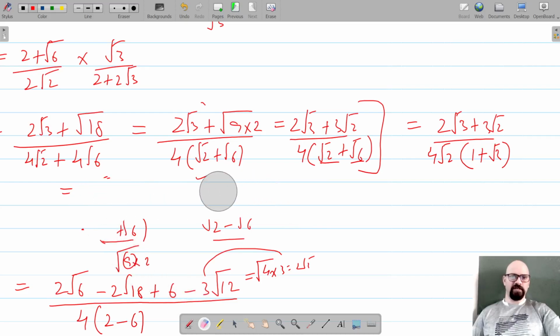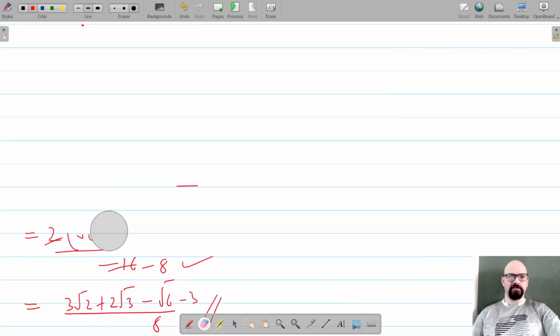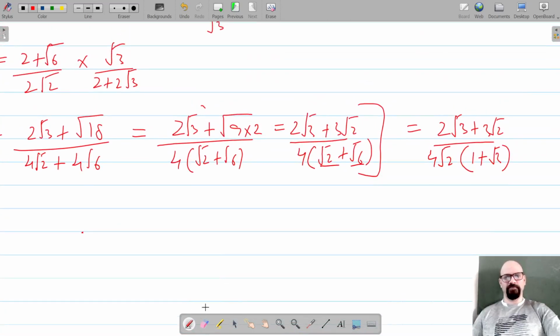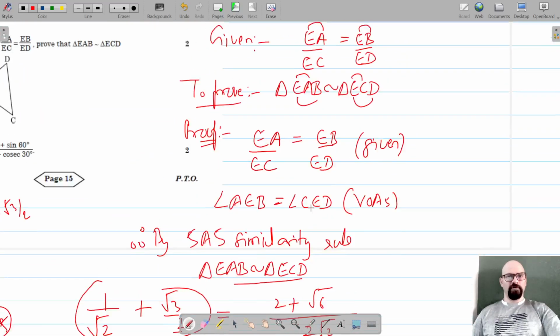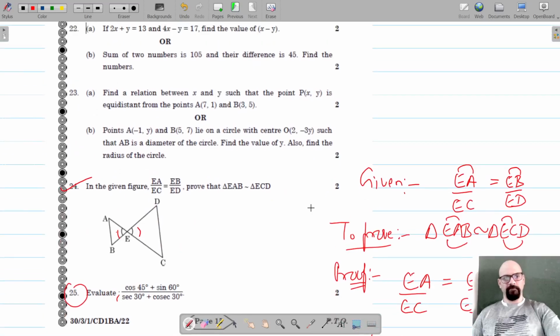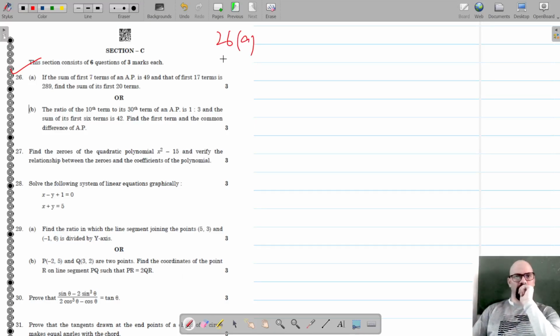And because this rationalizing is not making any difference, because it's not giving us the simplest form, I will leave this answer here. Okay, let's move on to the next question, or rather section C. Okay, for section C, question number 26, and we are going to solve part A.